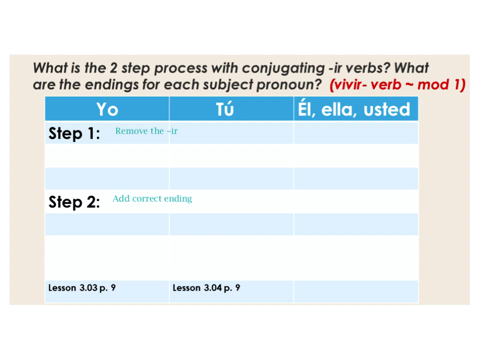So AR verbs, ER verbs, and IR verbs in the yo form always end in O. So that's a pattern. What about for the tú form? ES. Very good. So for ER verbs and IR verbs in the tú form, they both end in ES. What about for the él/ella/usted? They end in E. Correct. So for the ER verbs and the IR verbs in the él/ella/usted form, they also end in E. So they have a pattern.